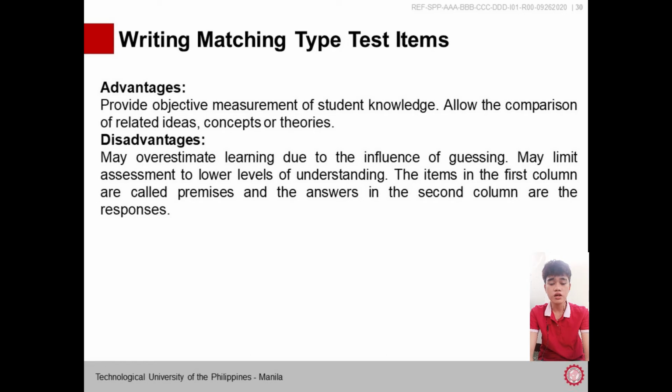Then the disadvantage of using matching type tests is that they may overestimate learning due to the influence of guessing. Maybe the students just pick their answer in column B and do not use their critical thinking, so they may overestimate the learning. Next, they may limit assessment to lower levels of understanding. So the assessment that the teacher gives may be at lower levels because of this type of test.